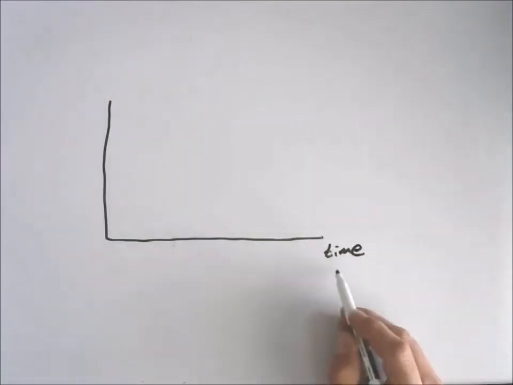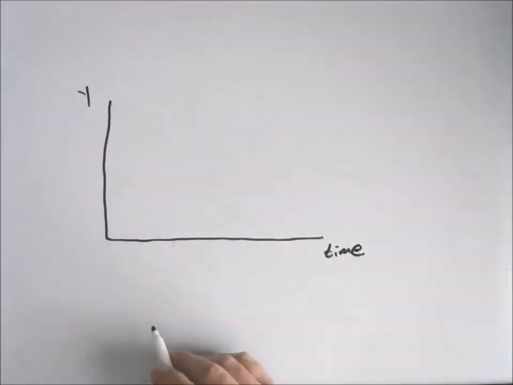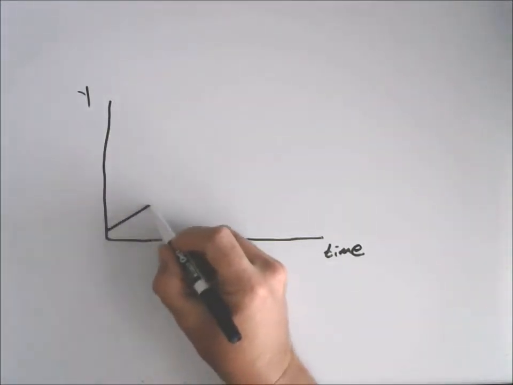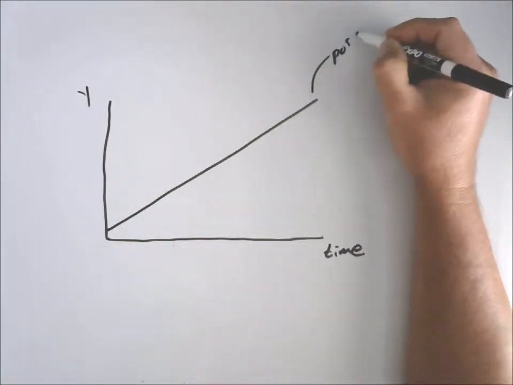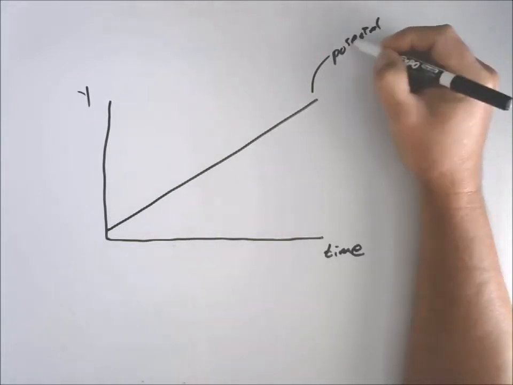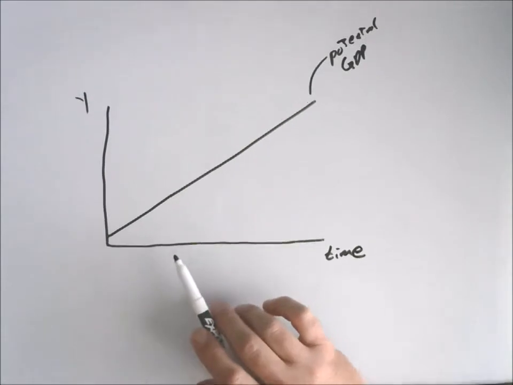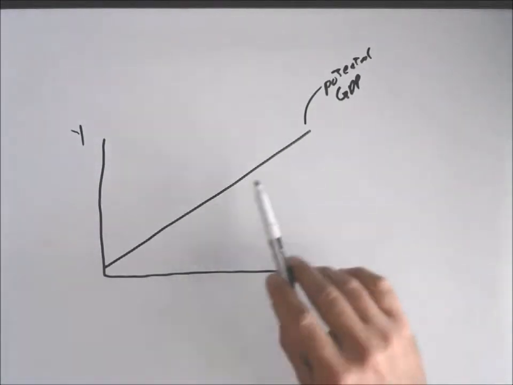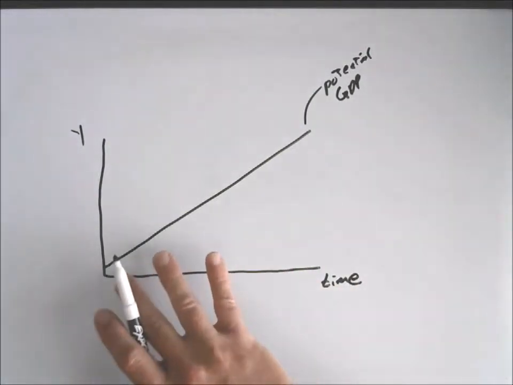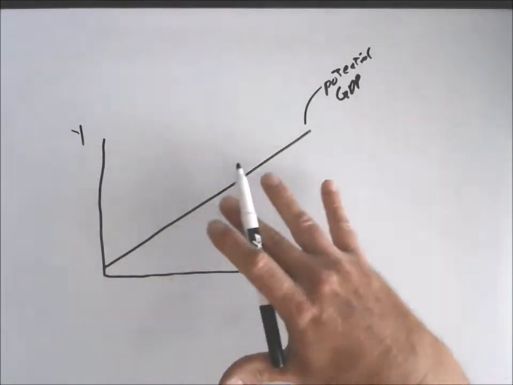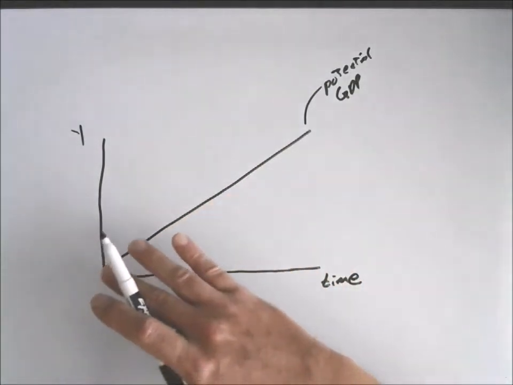Essentially, if we graphed real GDP over time, it would trend upwards. And this is what we call potential GDP. Potential GDP grows at a constant rate, and it simply means that the economy is expanding over time. We're becoming larger.